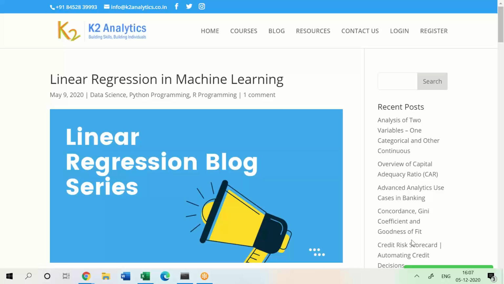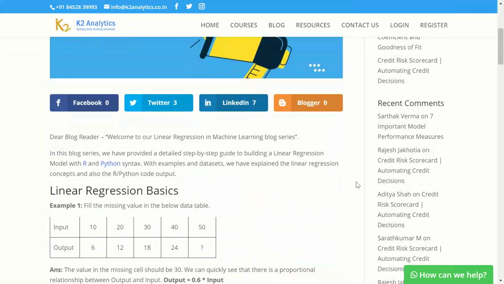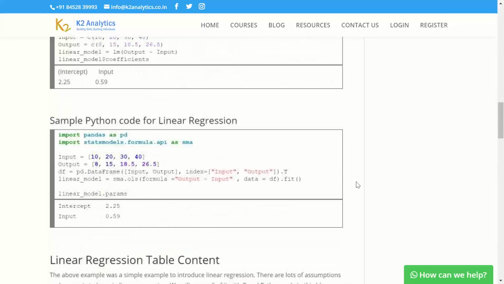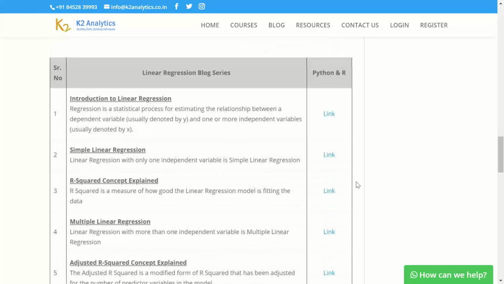Welcome everyone. Welcome to the second session on linear regression. In the last session, we covered the basic concept of linear regression and we came across the equation y is equal to mx plus c. We had an introduction to simple linear regression.